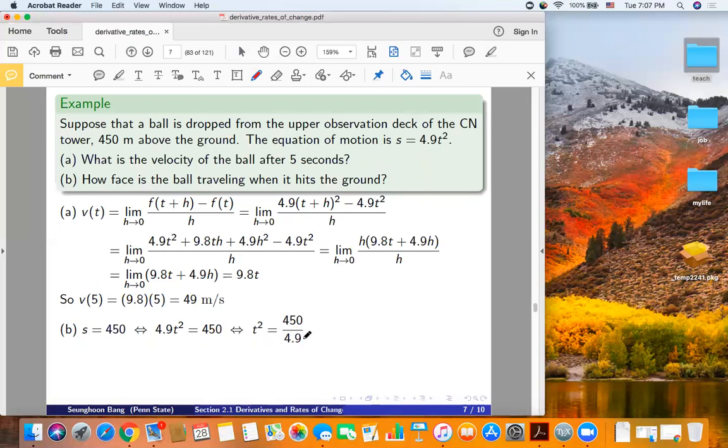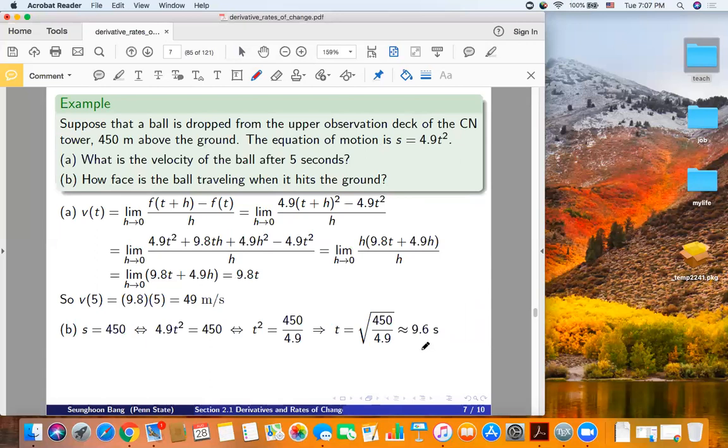So we have it. Next, take the square root. T equals, so we have two answers, like even power: the square root of 450 over 4.9 or negative square root of 450 over 4.9. So which one is T? First one, second one? Positive one, negative one? Yeah, positive one, because time is always positive. You have to ignore the negative one. So we have it. The approximate value is 9.6 seconds.